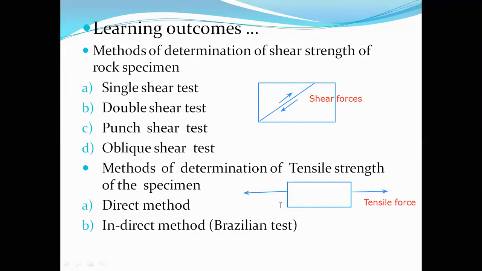Next, the tensile strength. The forces acting on the planes away from it are of tensile nature. There are two methods of determination of tensile strength of the rock specimen. One is the direct method. The second is the indirect method. We'll discuss why we go for the indirect method, what problems we might come across using the direct method of tensile strength, and why the indirect method is so popular. Those topics will be discussed in detail. Next, let's move on.